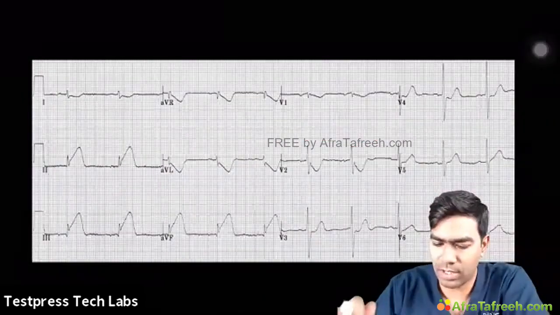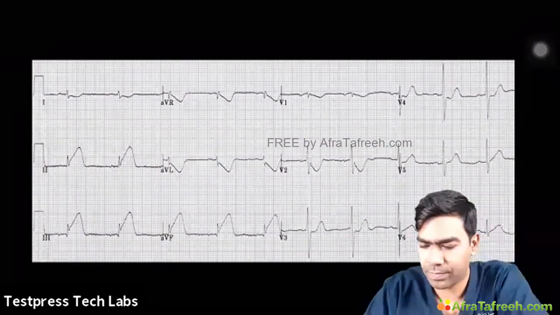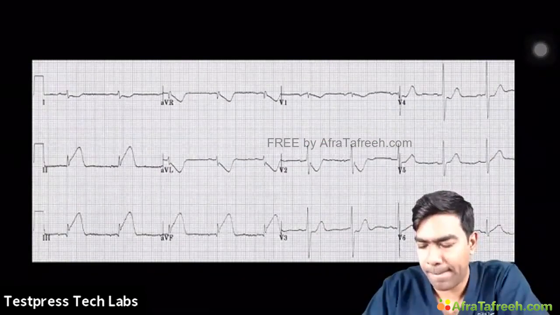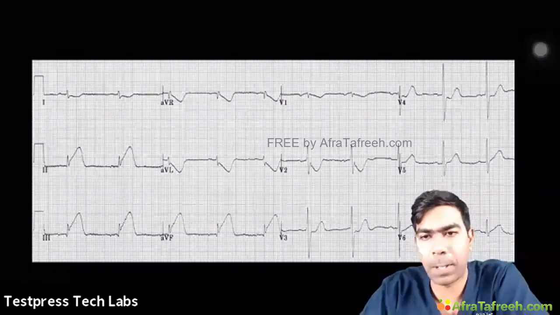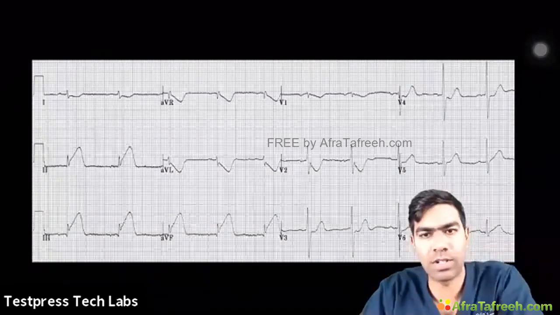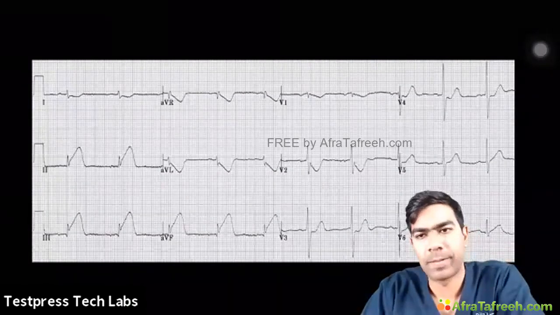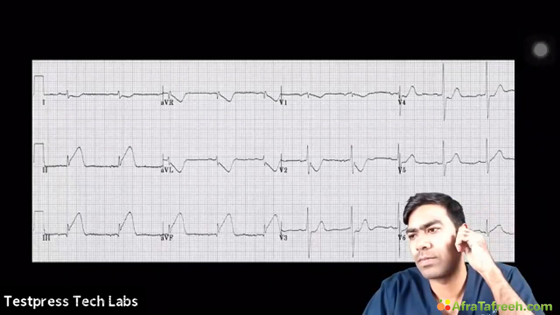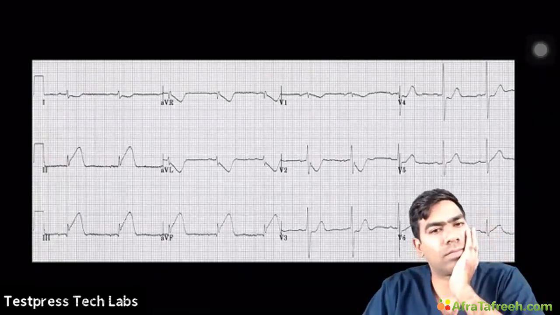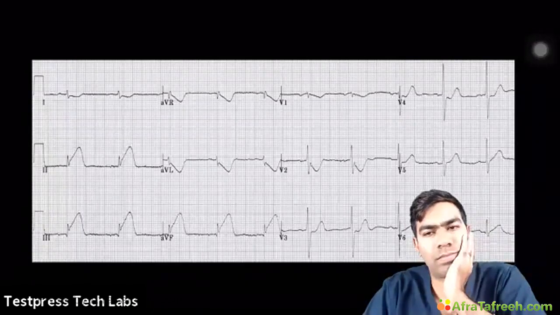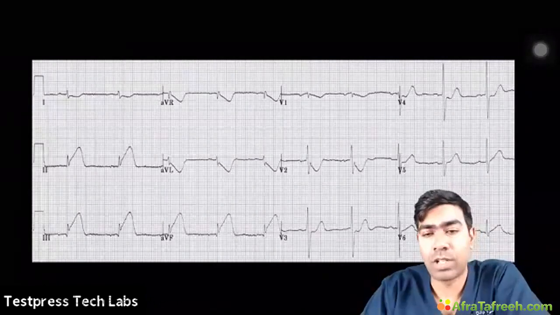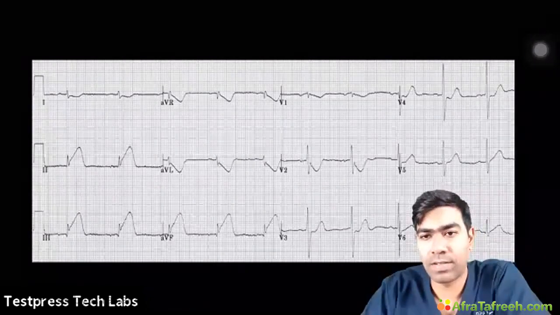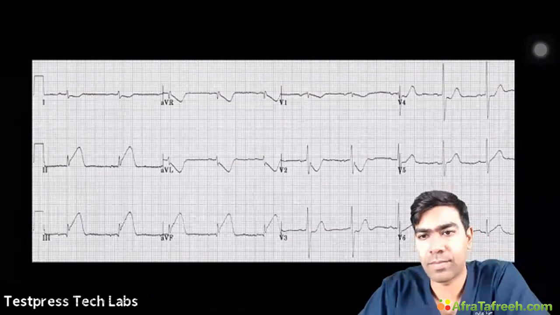Now let us see this one. What is this one? Is there any MI here? If there is any MI, you are going to tell what MI is seen, what is the culprit artery, and how it is localized. What is the culprit artery here, and what is the MI here, first of all?